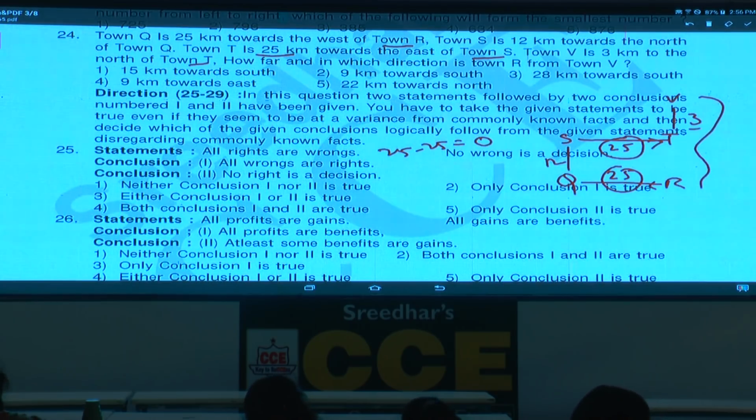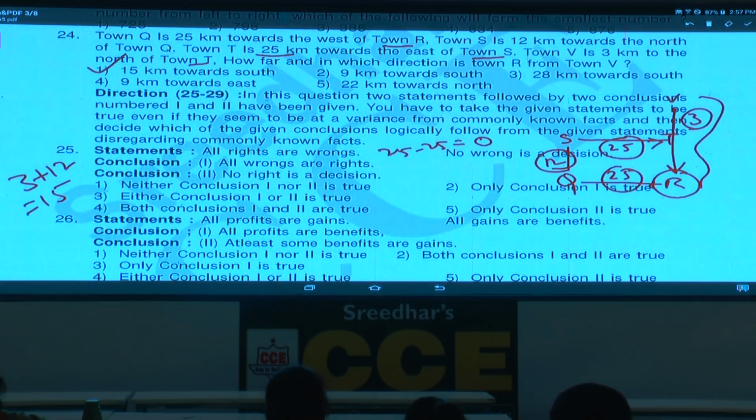What is the distance here? This is 3 and this is 12. Now these two, 3 plus 12 is how much? 3 plus 12 is 15. And now the distance is how much? 15. Now this 15 kilometers towards which direction? R from town V. Now R is here and V is here. R is to the south of V. South, 15 kilometers south, choice 1.